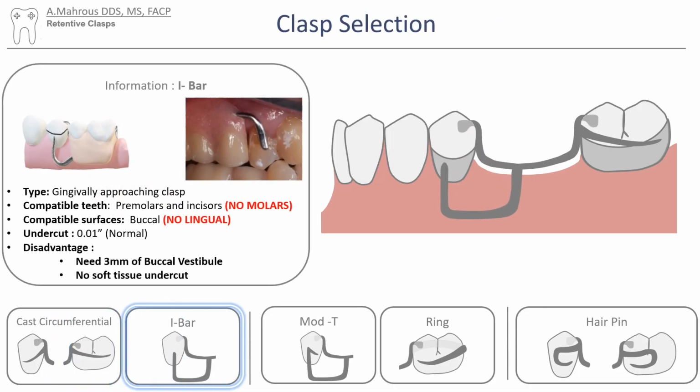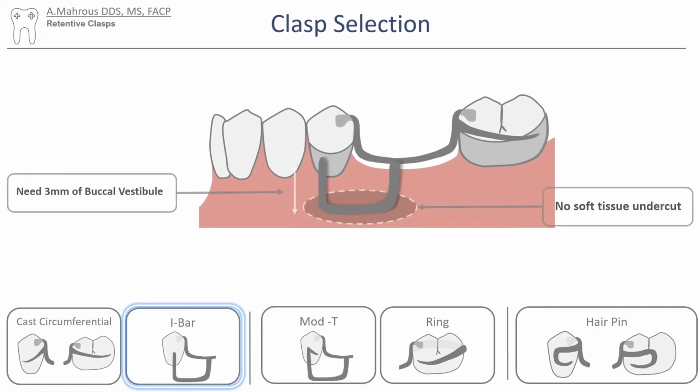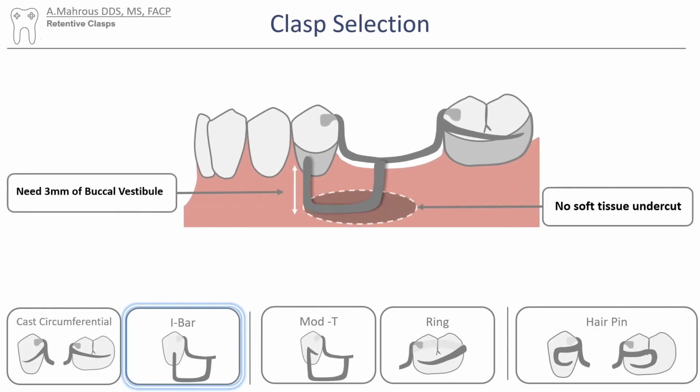I-bar clasps are one of the simplest gingivally approaching clasps. They also engage 0.01 undercuts, however, they're not recommended to be used on molars or the lingual surfaces of teeth. They also are not recommended to be used in areas with less than 3 mm of gingival vestibular depth or areas with soft tissue undercut.